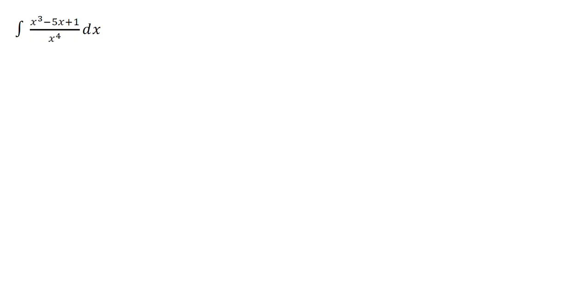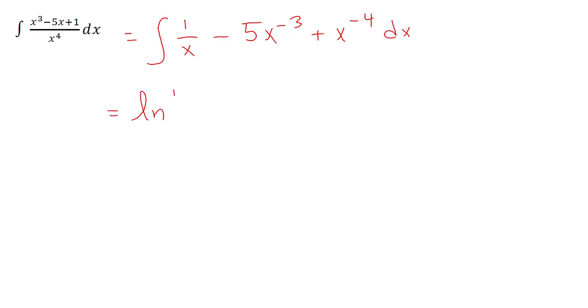All right, for our next one here, we're going to do the same idea, same process here. We're going to rewrite this as an integral of 1 over x, because that's what x cubed over x to the 4th is. And then minus 5x to the negative 3. And then plus x to the negative 4. And we will integrate all of those to get the natural log of the absolute value of x.